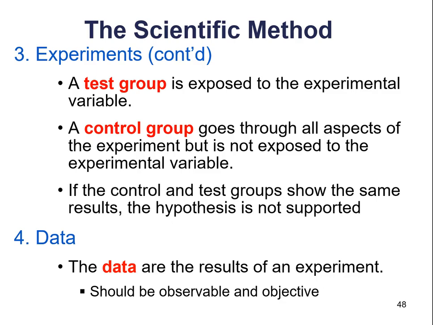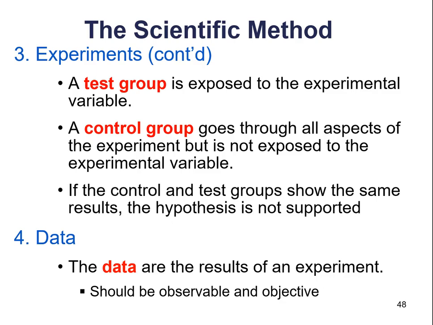The control group goes through everything else, but is not exposed to that experimental variable. Okay. If the control and the test groups show the same results, the hypothesis is not supported, right? Hopefully that sort of makes sense. And like I said, we're going to go through some examples of this, and I'll give you an example, and then ask you guys to come up with some examples, all right?